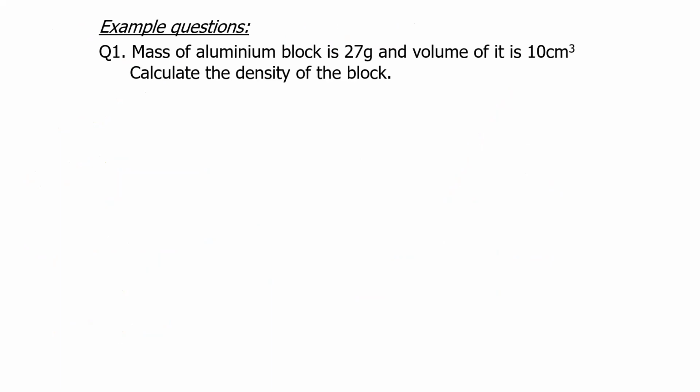The mass of an aluminium block is 27 gram and its volume is 10 cm cube. Calculate the density. What will be the answer? The density of this aluminium block? You can use the chat to state the answer. The mass is 27 gram and the volume is 10 cm cube. So when you use mass divided by volume, mass is 27 and the volume is 10, so it will be 2.7 gram per centimeter cube. That's right.